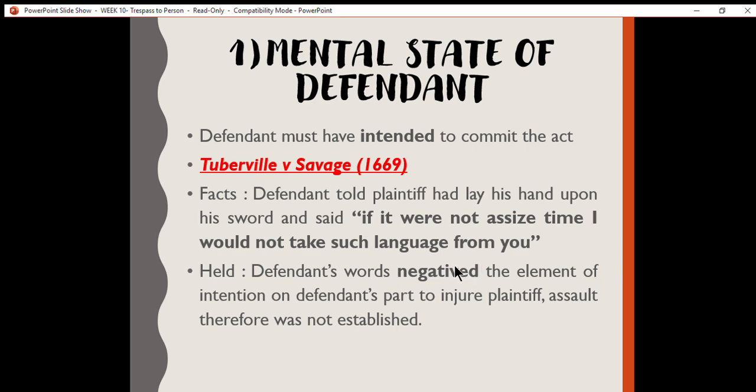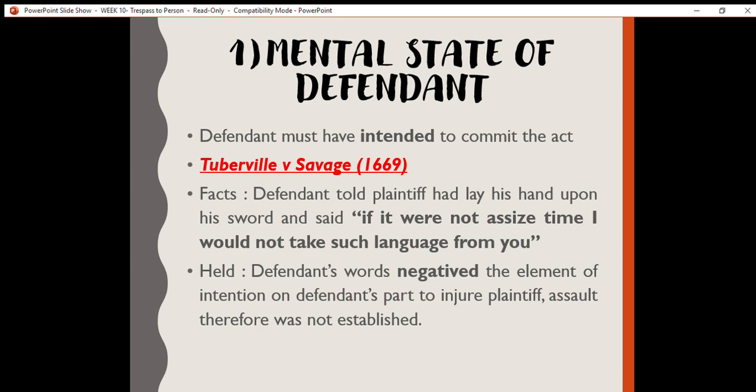Okay, another illustration that I can highlight to you is, for example, let's say Ali said to Sarah, I'm going to kill you, Sarah, next year. What do you think of this statement? Is this amounting to an assault? Please figure out the answer.